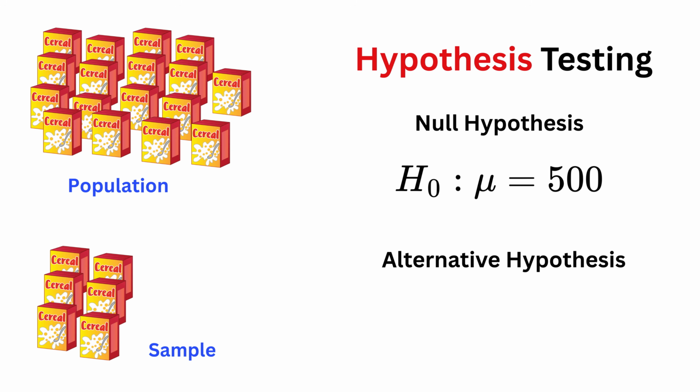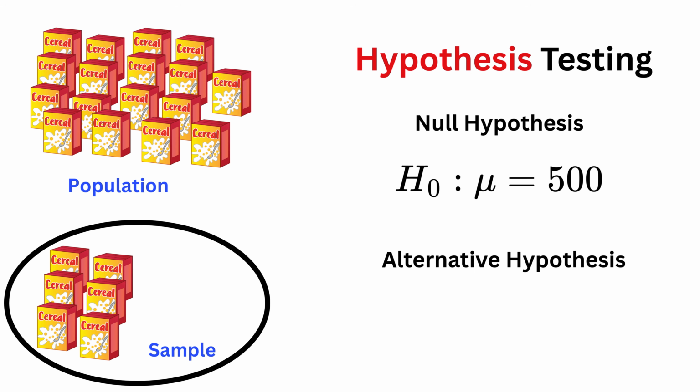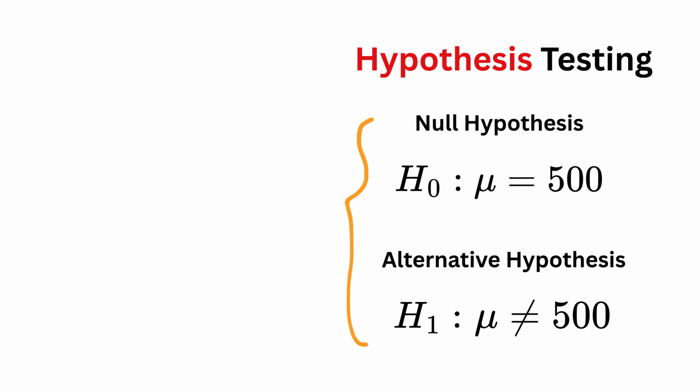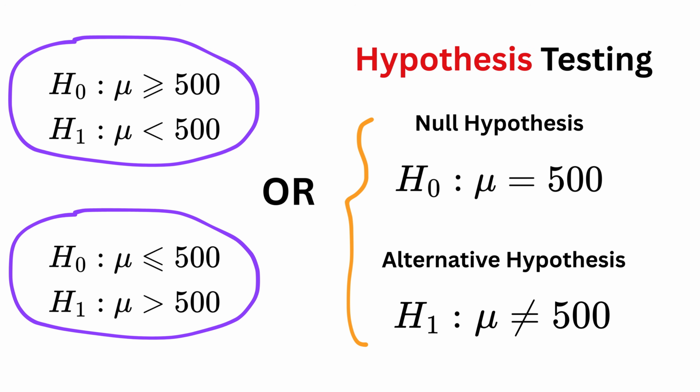On the other side, we have the alternative hypothesis, which is what you suspect. This is called H sub 1, or sometimes H sub A. In our case, if you think they might be more or less, you don't know, but you think that it is not equal to 500, then you say the average is not equal to 500 grams. These two hypotheses, the null and the alternative, are always mathematical opposites. If one says equal, the other says not equal. If one says less than, the other says greater than or equal to.